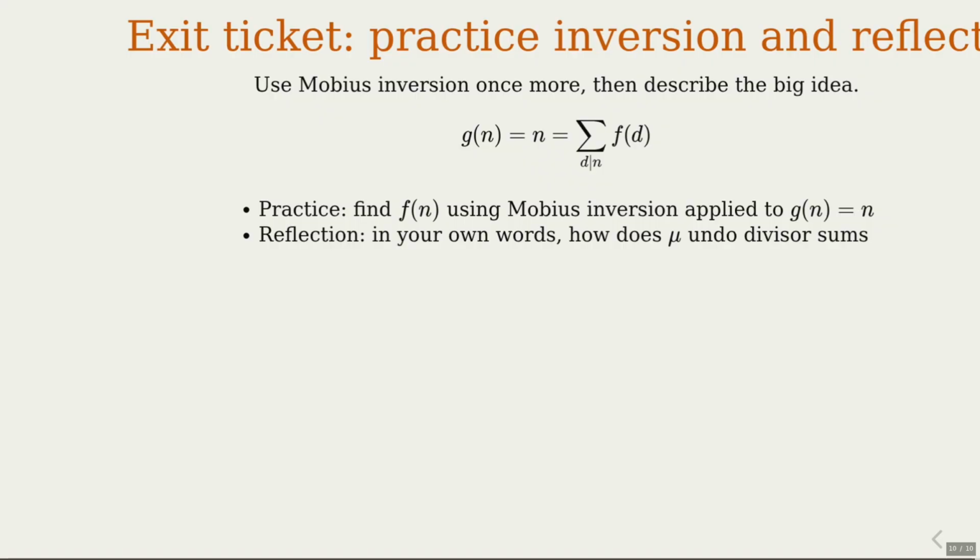More concretely, the solution is that f of n equals the sum over divisors d of n of mu of d times n divided by d. Finally, take a moment to reflect. In all of these examples, mu acts like a sharpening filter that cancels out the overcounting in divisor sums and restores the original function f.